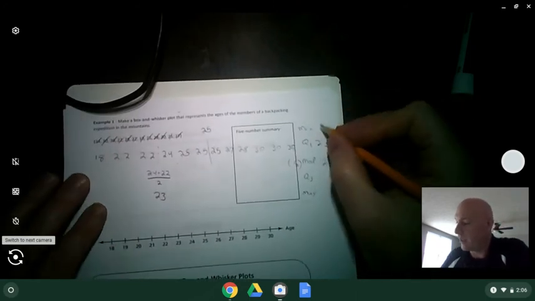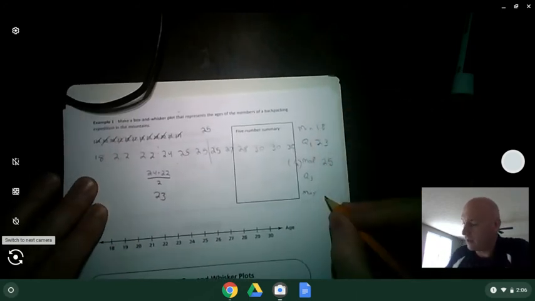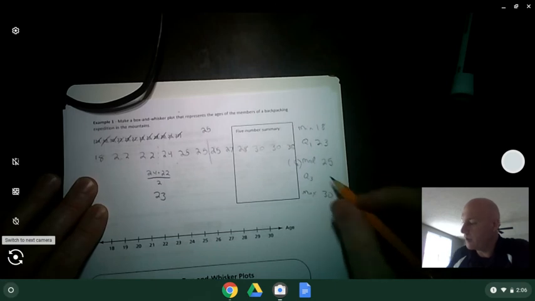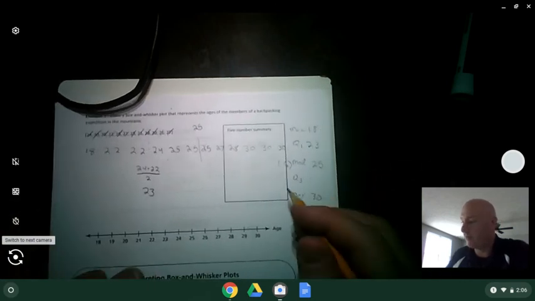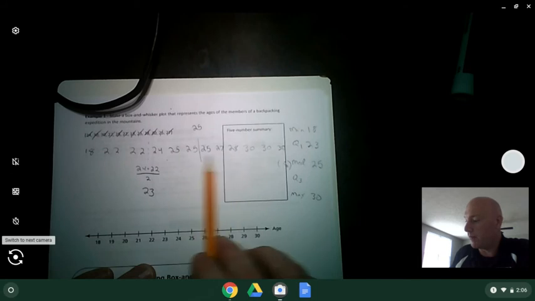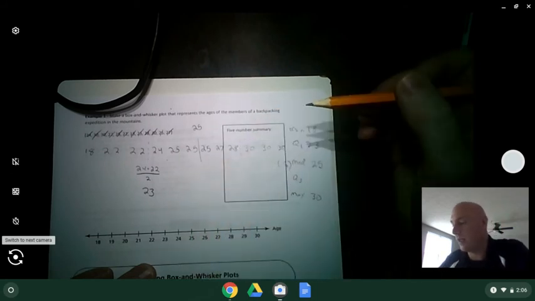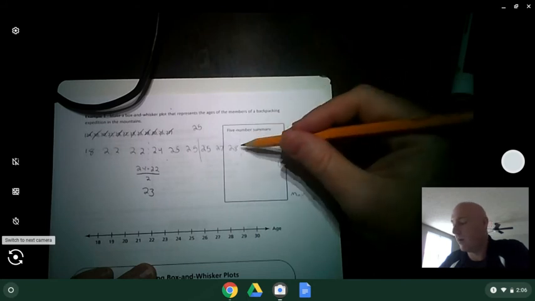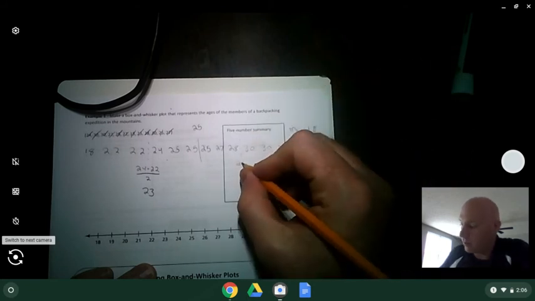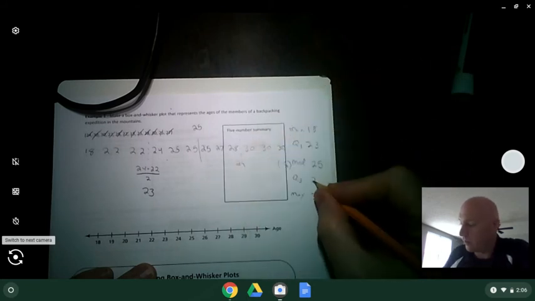And I can write this in already. I know my minimum is 18. I know my maximum is 30. Now I need to find my Q3. 3 up top, 3 in the bottom. So it's right here, the number right between 28 and 30. So you can add them up and find it, but hopefully you know 29 is right in the middle.